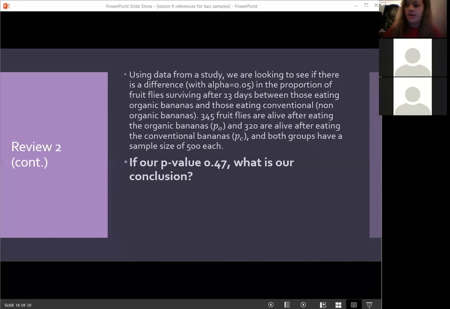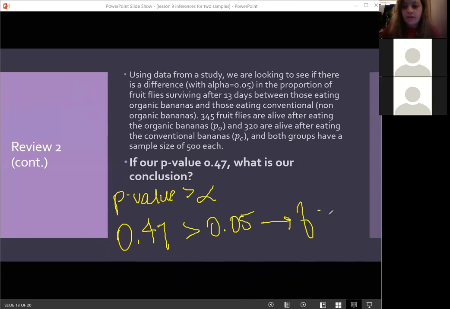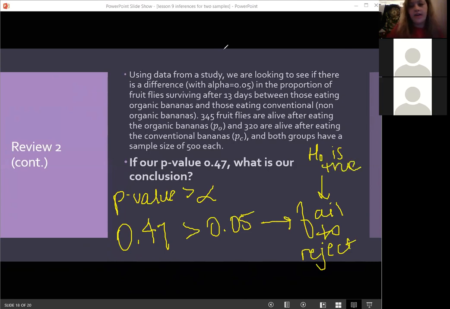All right, awesome job. So remember, when our p-value is greater than our alpha, and we usually just assume our alpha level is going to be 0.05, then we're going to fail to reject. So here our p-value is 0.47, which is greater than 0.05, 5%. So that means we're going to fail to reject. Basically, we're still going to have that assumption that our null hypothesis is true for now, because we always start with that. So we're going to fail to reject. That's in favor of our null hypothesis.